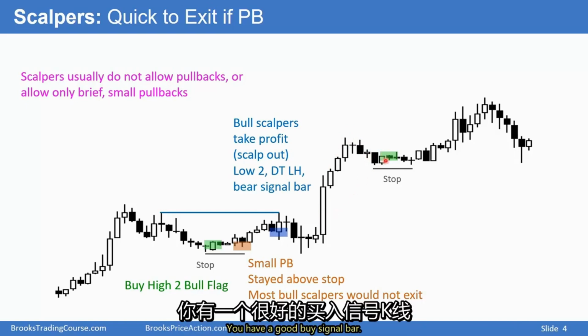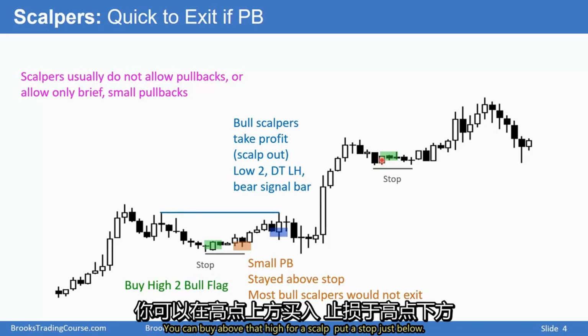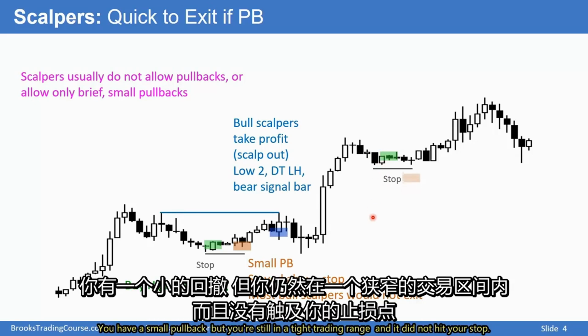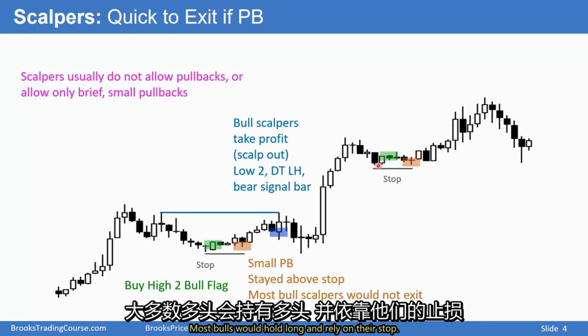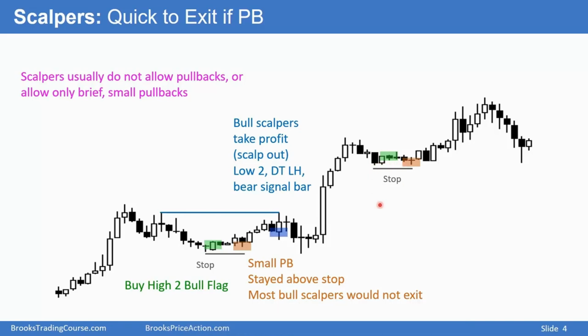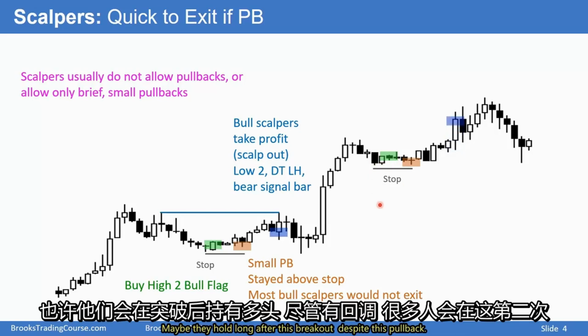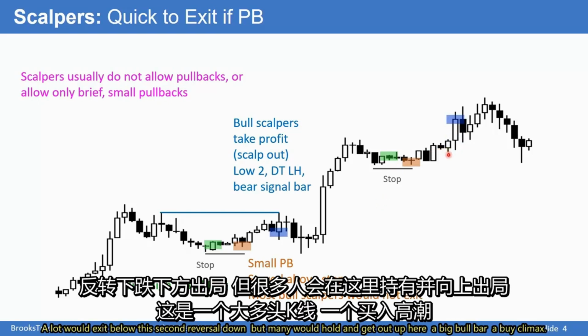It's a reasonable buy. You have a good buy signal bar. You can buy above that high for a scalp, put a stop just below. You have a small pullback, but you're still in a tight trading range and it did not hit your stop. Most bulls would hold long and rely on their stop. Maybe they hold long after this breakout, despite this pullback.